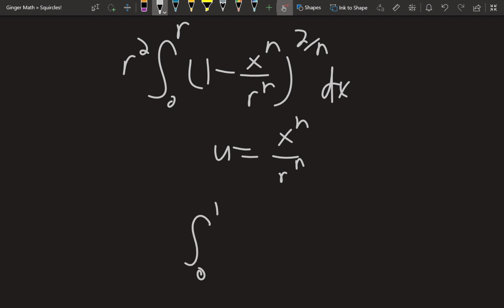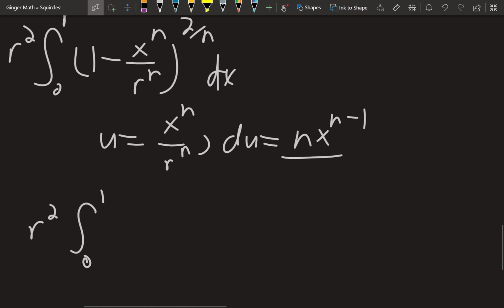So what we're going to have is the integral from 0 to 1. Those are our new bounds. R squared is still out front, but what we're going to have here is r du. It's going to be equal to this. I'm not going to say it anymore. I'm tired of saying to the n minus 1. I'm sorry. I mean, it might be helpful, but it's a mouthful. Oh my goodness. Okay.